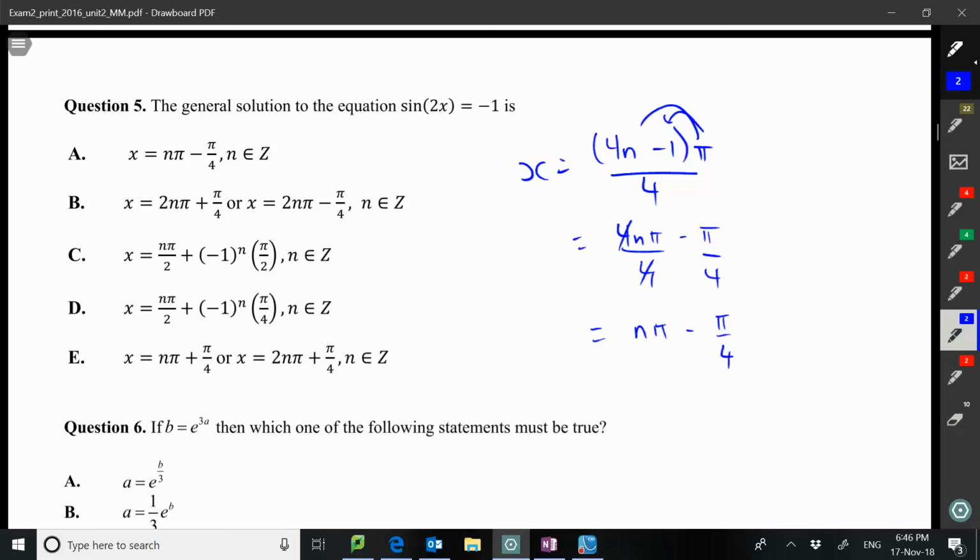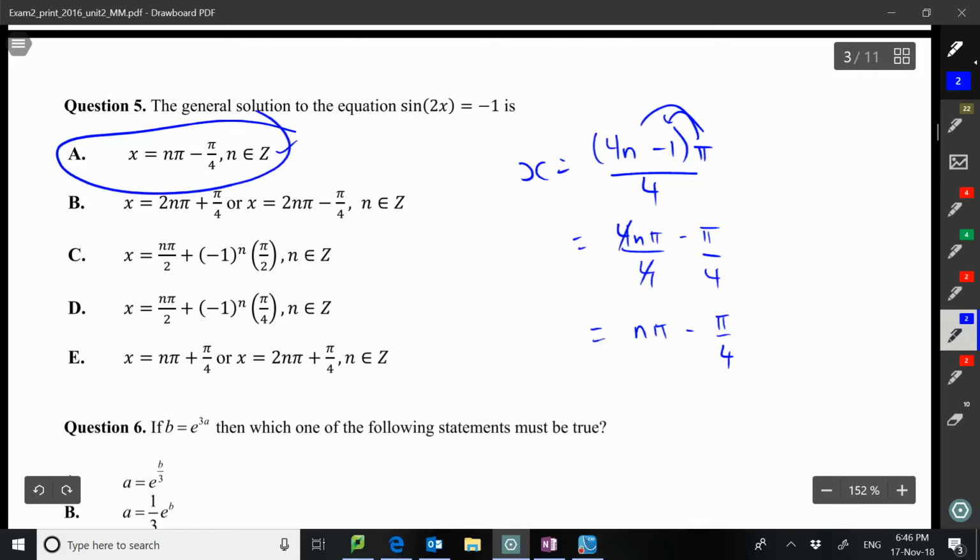Do I see that anywhere? Yes, I do. First one. Question 5 is A. There we go. Where n is an element of z. So I just used my CAS. That's what a general solution is. Because they don't give you a domain, you've got infinite answers. Depending on what n is, that's a possible answer. So n could be 0. If n was 0, then one answer is negative pi on 4. If n was 1, then you have negative pi on 4 plus pi, and it carries on. So you have infinite answers.